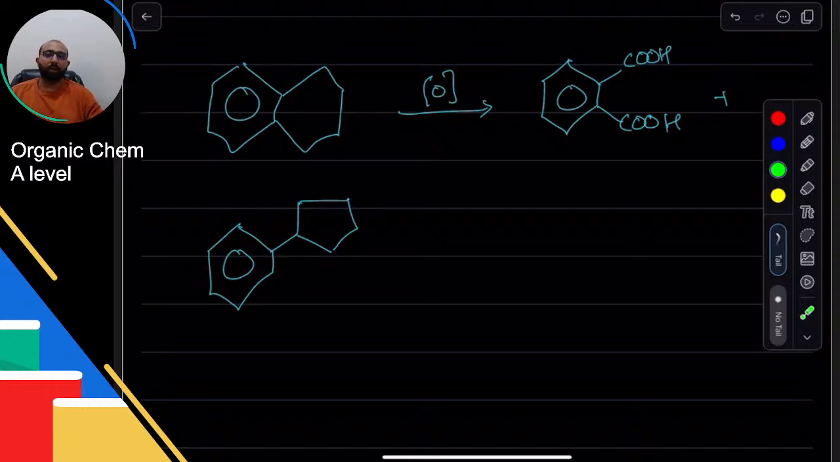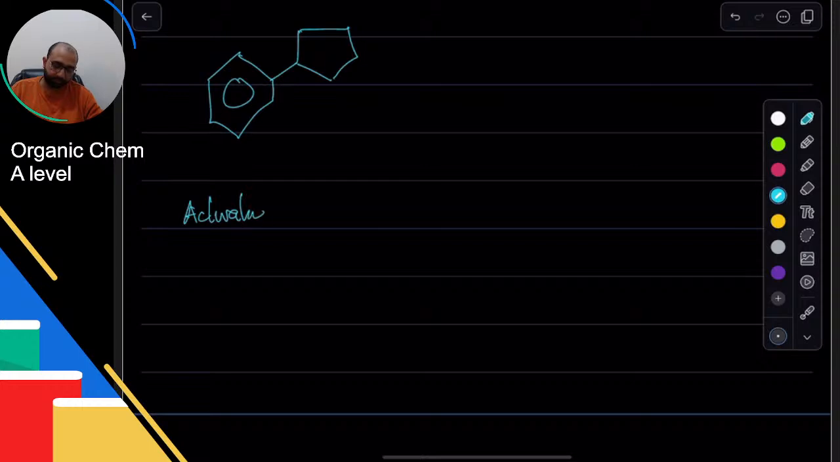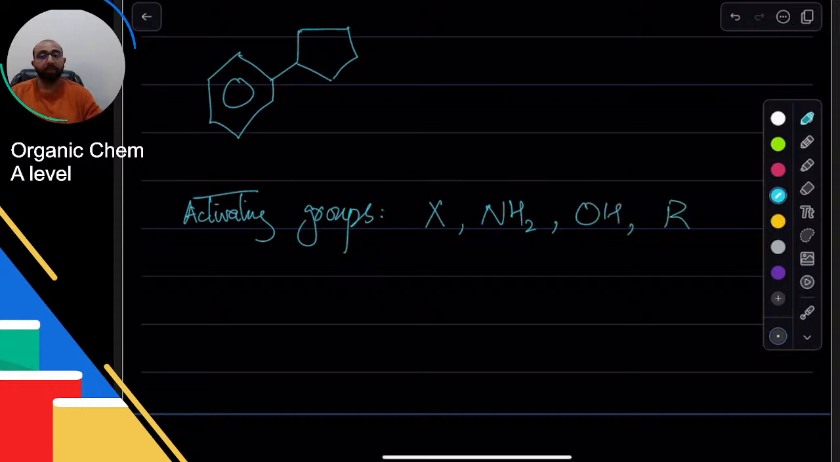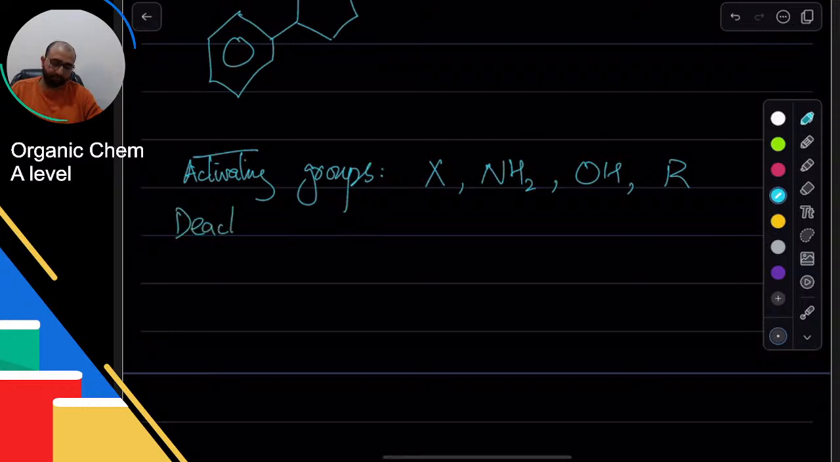So what are some 2,4 directing things? Chlorine is 2,4 directing, NH2 is 2,4 directing, alkyls are 2,4 directing, OH is 2,4 directing. So these are all activating groups. So they are halogens, phenylamine, so NH2, OH, and alkyl groups. What are 3 directing? Acyl chlorides are 3 directing. NO2 are 3 directing, so deactivating groups.